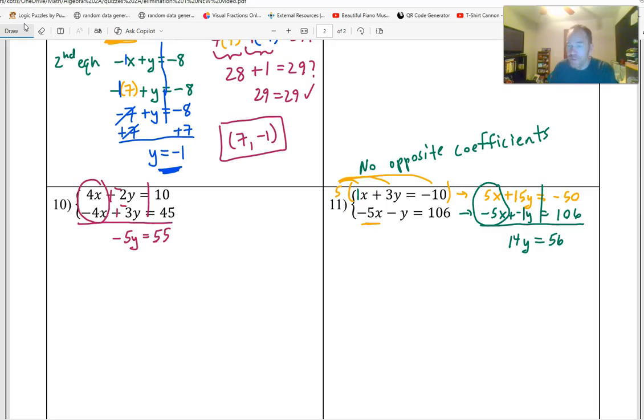So you can finish solving for y. You can take that y value, go back to the original first equation. If you're going to use the first equation, use the original. Don't use the modified one, because what if we made a mistake? What if 5x plus 15y equals negative 50 was wrong? Go back to the original equations to solve for your x value after you get your y value.